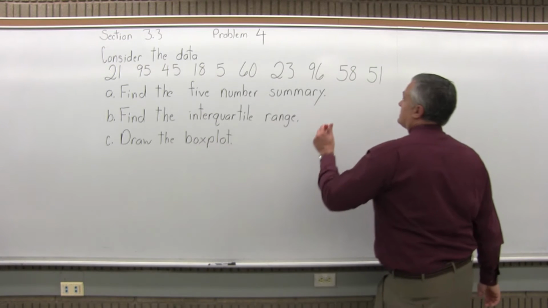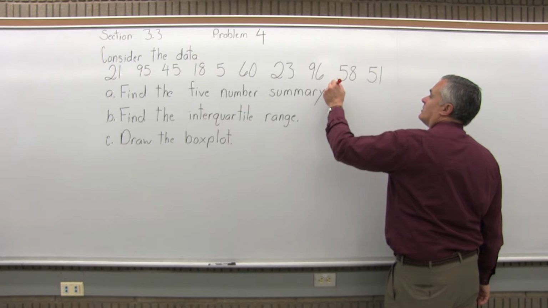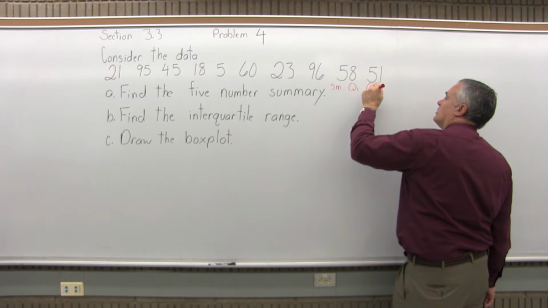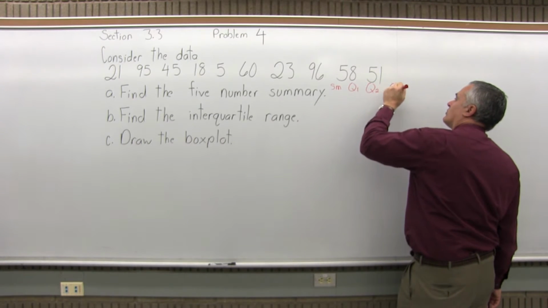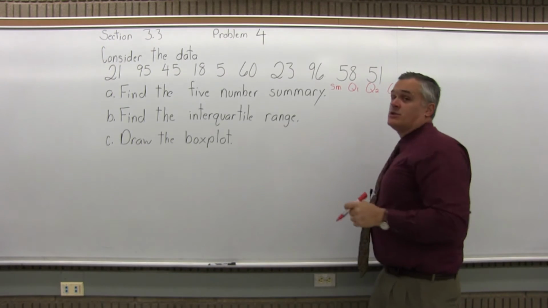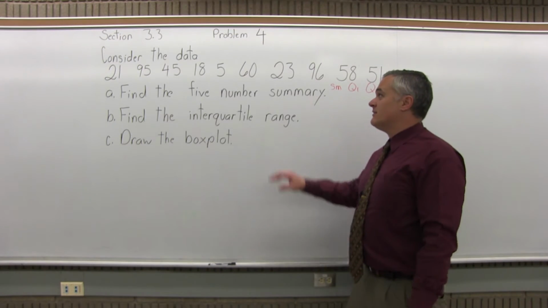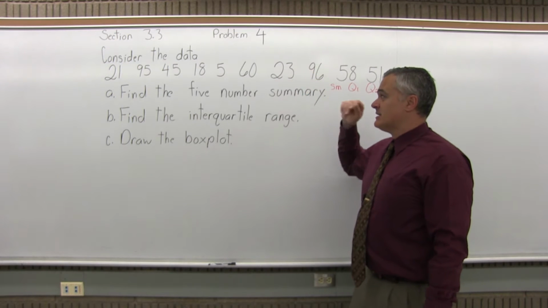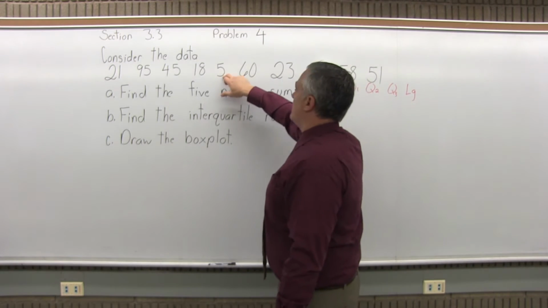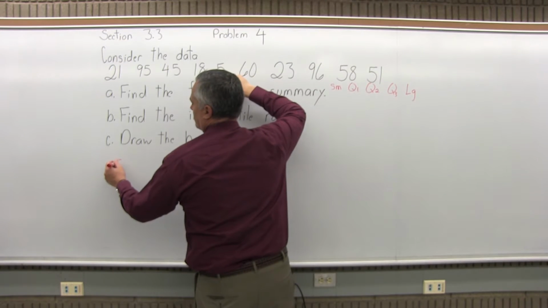So for the 5-number summary, we have to find the smallest data value, Q1, Q2, Q3, and the largest data value. To do that, we have to put the list of data in order. We can't leave it the way it's written here. So to put it in order, let's start with a 5. I'll do it down here.